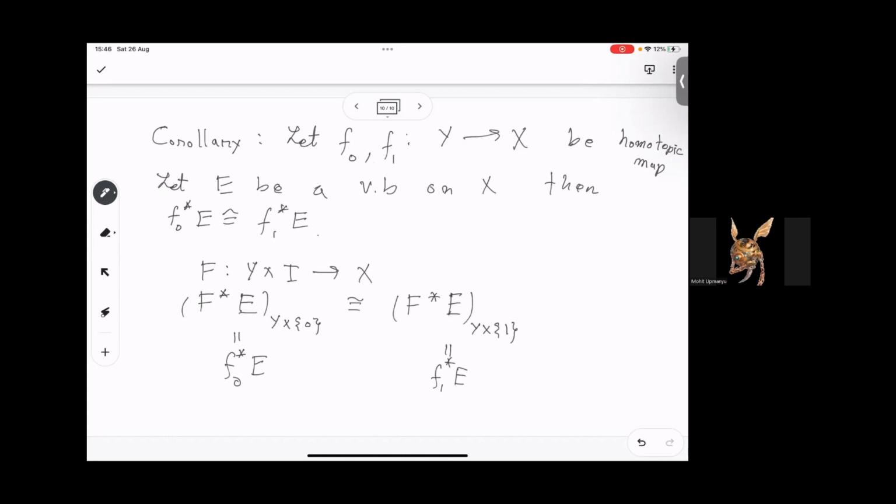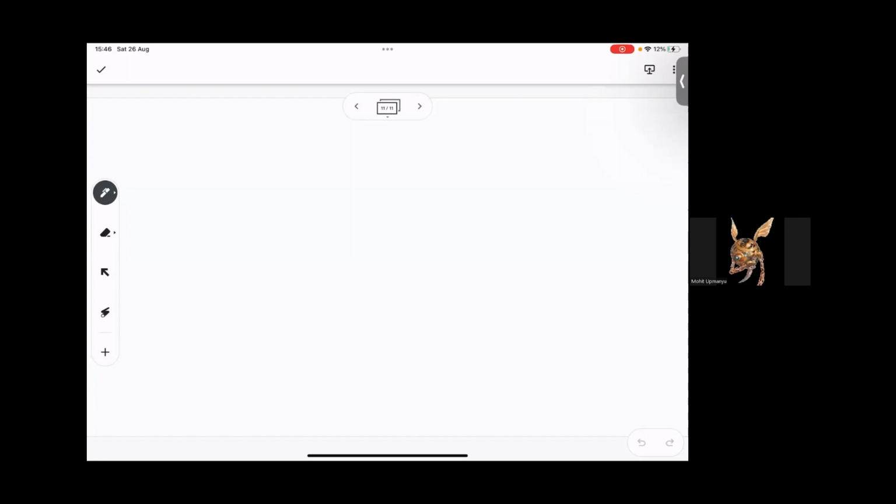Or in fact, I could say it in the fashion that pullback of isomorphic vector bundles under homotopic maps are isomorphic. So it seems to show us that the isomorphism classes of vector bundles seem to be preserved under homotopic maps. So these are the kind of statements we are interested in.